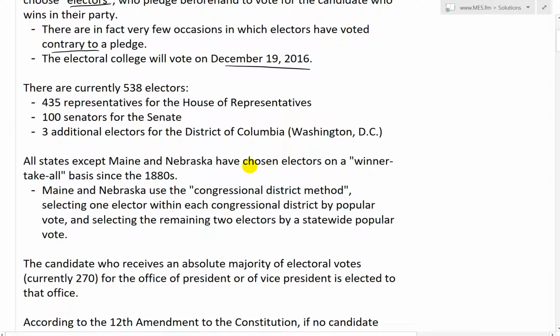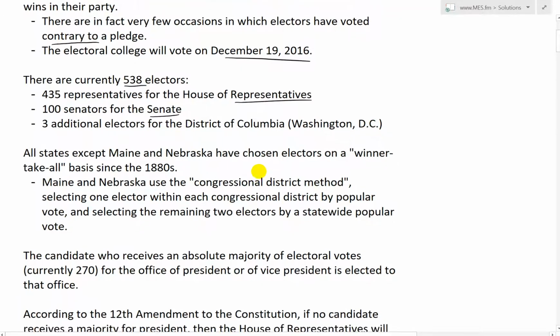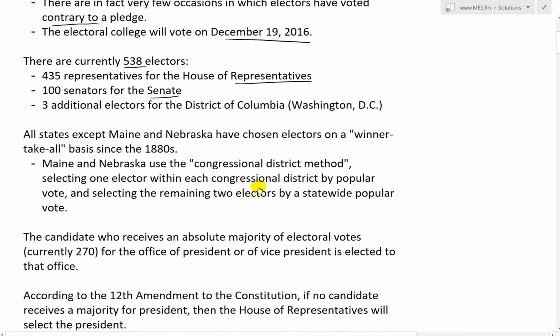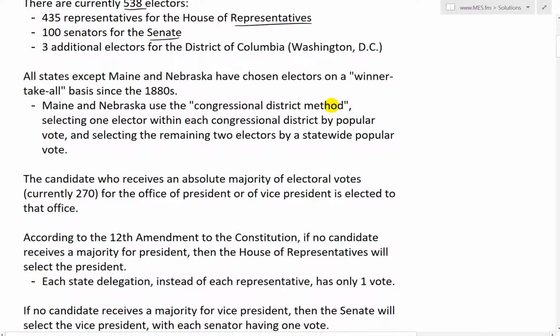Anyways, there are currently 538 electors: 435 representatives for the House of Representatives, 100 senators for the Senate, and 3 additional electors for the District of Columbia, Washington, D.C., where the White House is, because it's not technically a state. Add all these up, you get 538.